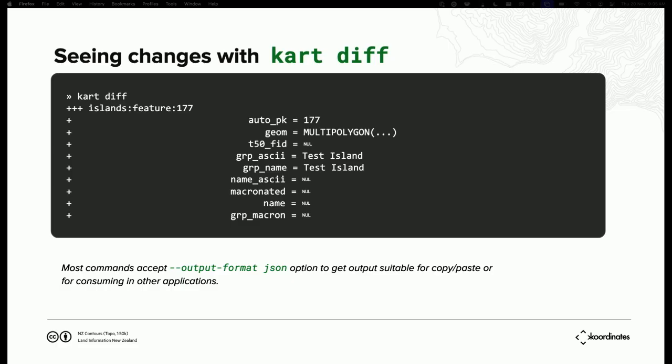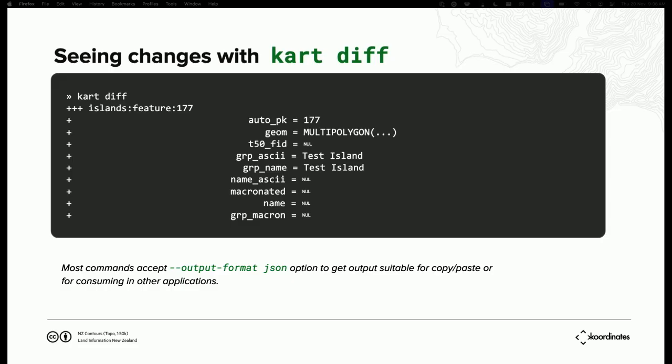I'm just going to note that this here is human readable, but you can also just pass -o JSON to just about every Kart command and it will give you something that you can parse, which can be useful if you're building this into a CI pipeline or some ETL process.